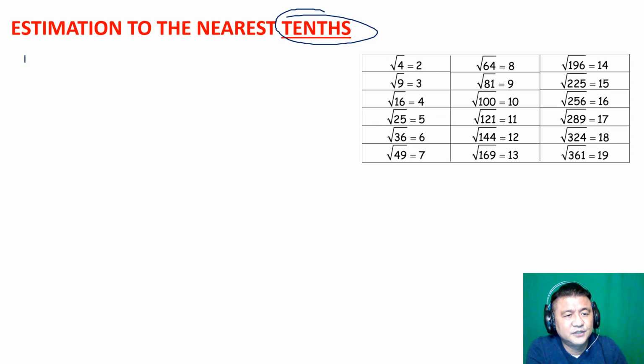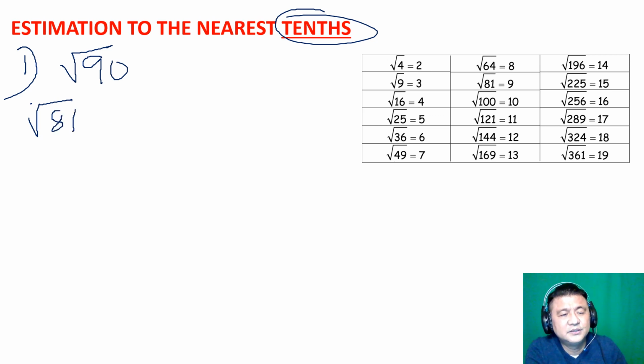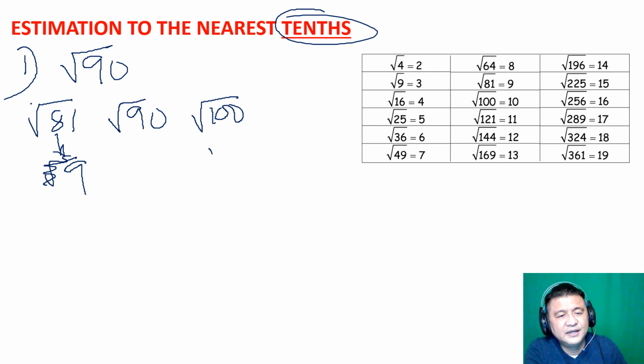So let's do the first example, the square root of 90. We said it's between 9 and 10. Okay, we said it's between, let's write it down, the square root of 81, square root of 90, square root of 100. So we said it's between 9 and 10. Use the less than symbol to show that the square root of 90 is between 9 and 10. Okay?